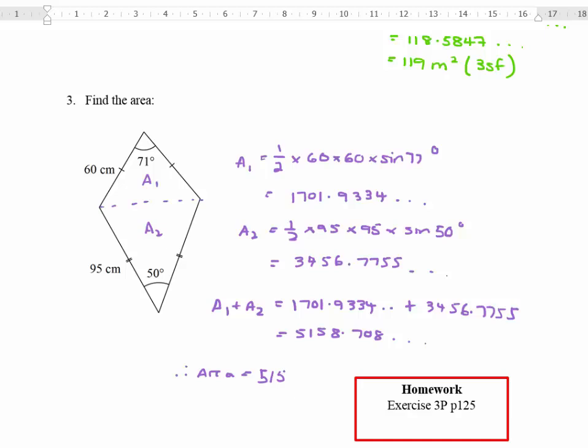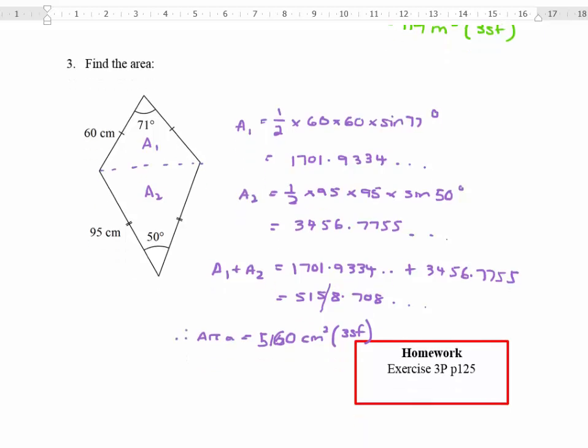So therefore the area is, to 3 significant figures, so 1, 2, 3 is my significant figures, 5160 centimetres squared to 3 significant figures. And that's how easy it is. I'm sure you're not going to have any problems, but if you do, you can ask me in class.